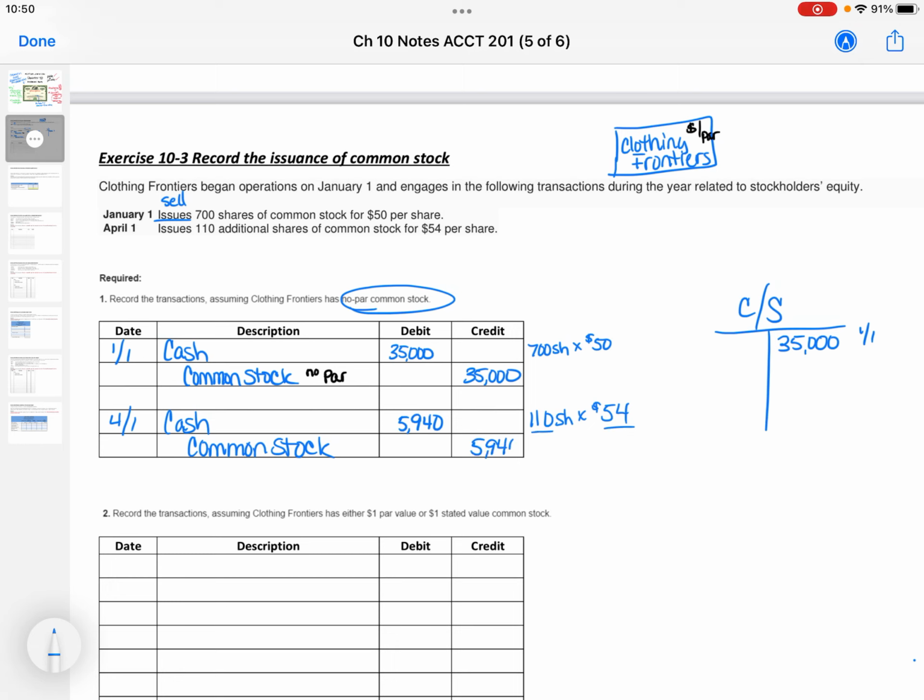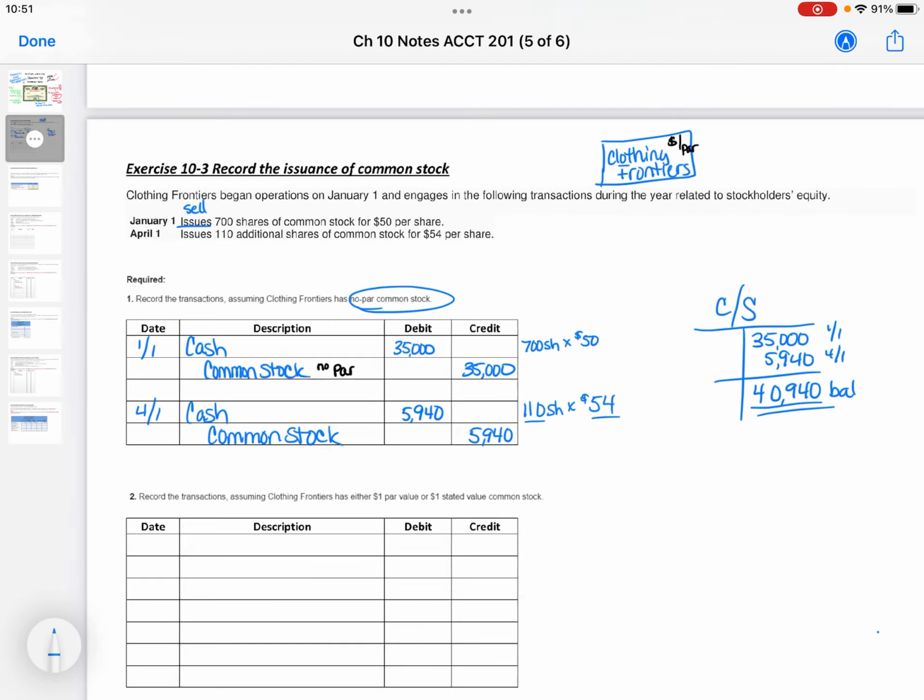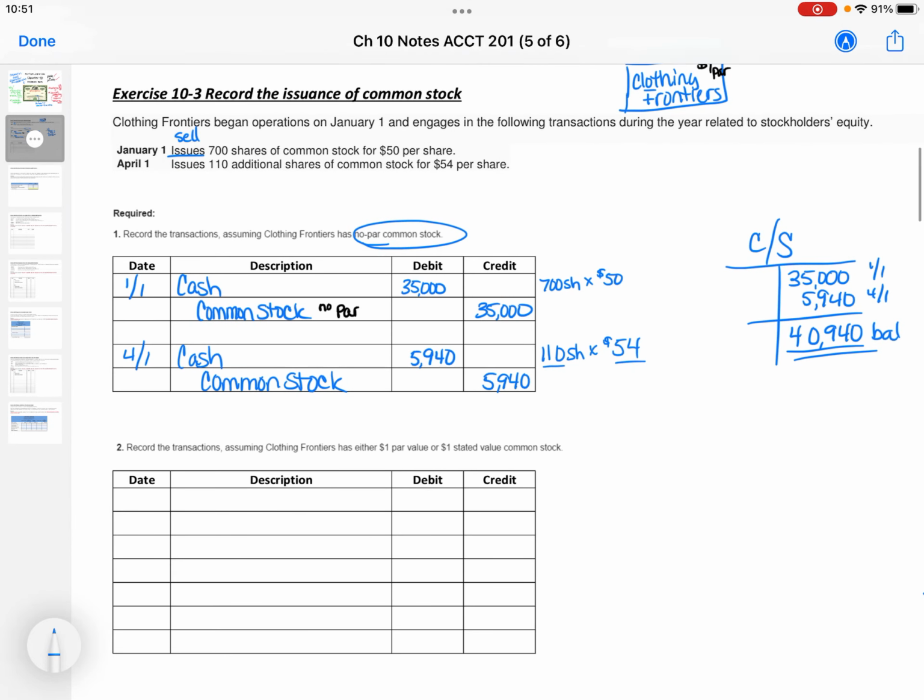Journal entry looks exactly like you've been doing. So I'm kind of rushing through this one. And that was April 1st. So in total, I've sold $40,940. There we go. That would be the balance in this common stock account. Okay, so that's it. Now, what happens when there's par?